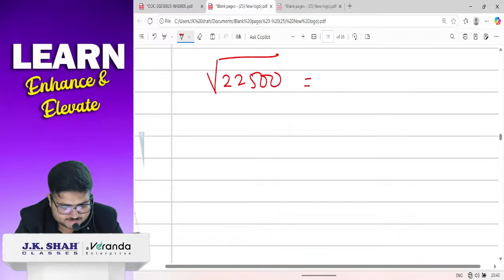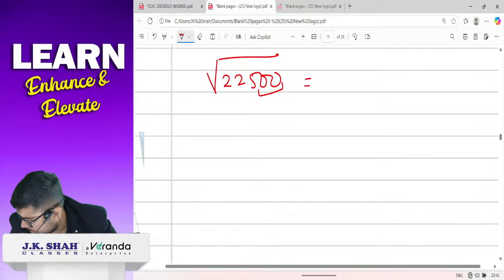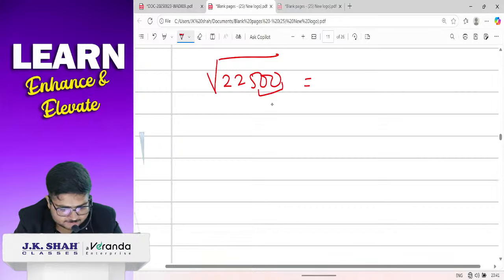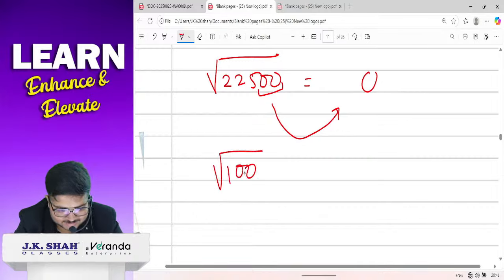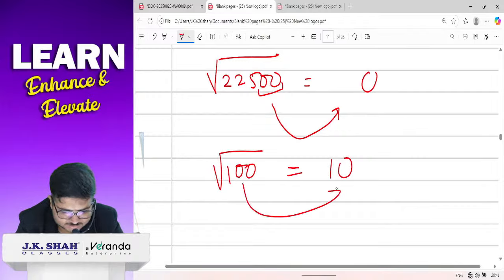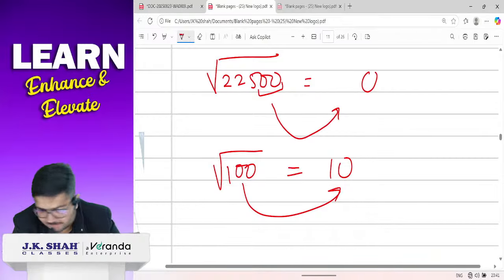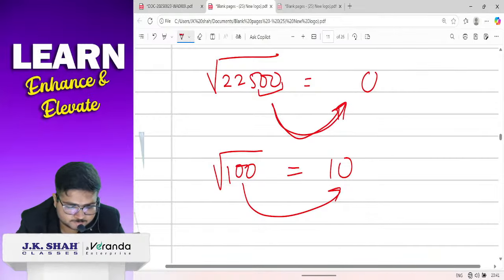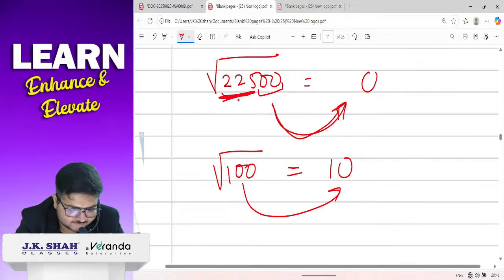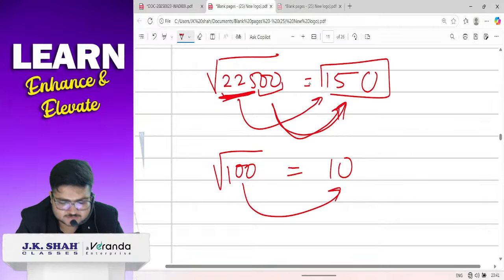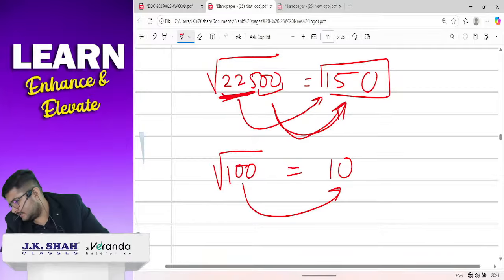So this is very easy. There are 2 zeros, right? So in place of 2 zeros, you have to put only 1 zero. Because understand, the square root of 100 is what? 10. In place of 2 zeros, 1 zero. Right? So here also you have to put 1 zero in place of 2 zeros. Now then you have to calculate this. What is the square root of 225? 15. So the answer is 150. Understood this?